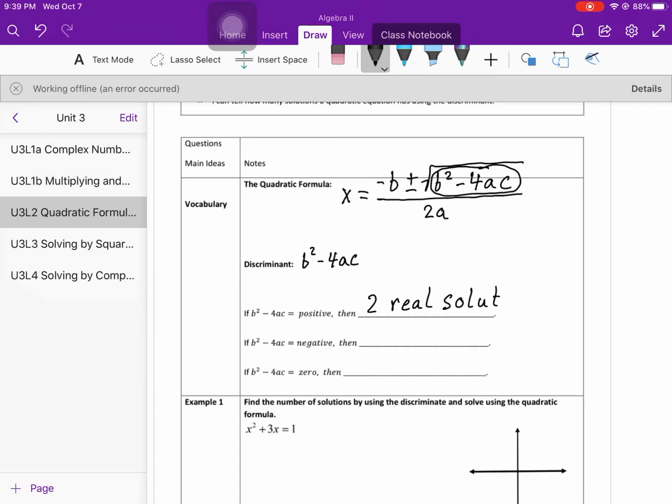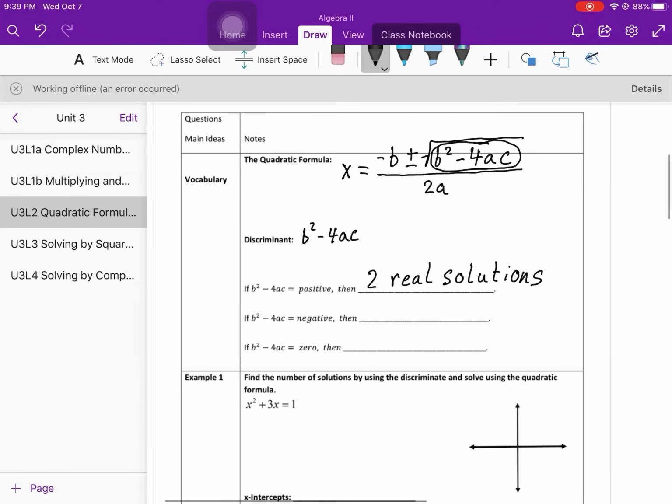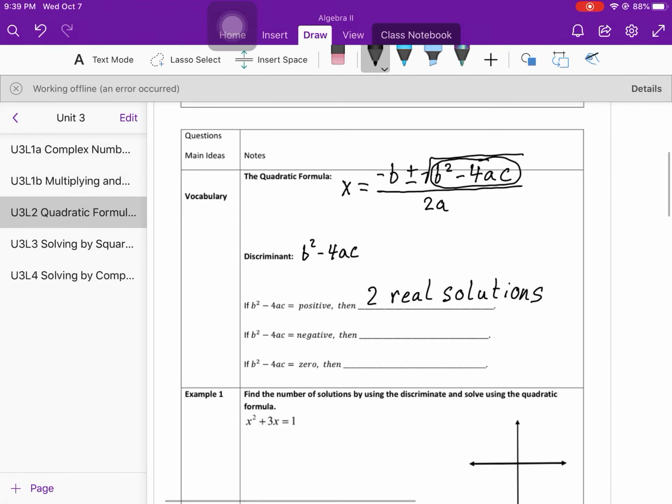And when we say real solutions, now remember we were talking about complex numbers that have imaginary numbers, so those would be imaginary solutions. So the next part would be, if b squared minus 4ac is negative, then we would have two imaginary solutions.